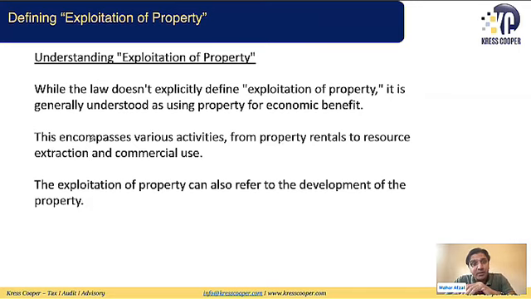The exploitation of property generally includes leasing property for economic benefit. The law doesn't explicitly define exploitation of the property. It is generally understood as using property for economic benefit, through various activities like property rentals, resource extraction and commercial use. Exploitation of property also includes development of the property. Development, leasing, using property for economic benefit, we can assume this is called the exploitation of the property.